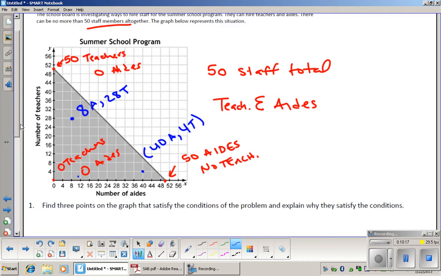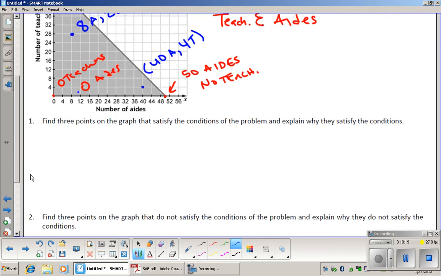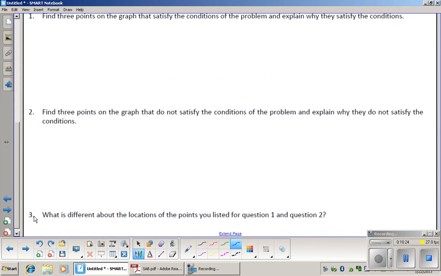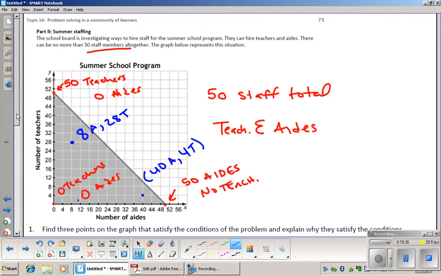Find 3 points on the graph that do not satisfy the conditions of the problem. Explain why they do not satisfy the conditions. All right, well, this should be easy. Let's go to purple. In other words, we had to find a combination of things that do exceed 50. So using what the conjectures were today, I'm going to pick a point right here. Well, that tells me I'm going to hire 44 aides and 44 teachers. Well, this is a no-go point. Why? Well, because 44 plus 44 is 88, guys. You can only hire 50.